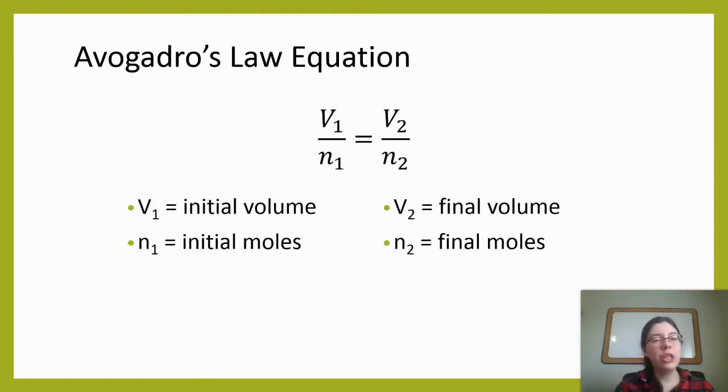The equation for Avogadro's law is V1 over N1 equals V2 over N2. Remember, the 1s stand for the initial set of values, and the 2s stand for the final set of values. V is the volume, and N stands for the number of moles. Remember, a mole is Avogadro's number, 6.02 times 10 to the 23rd things. In this case, we're generally talking about molecules and atoms, but we could use the mole to describe anything.